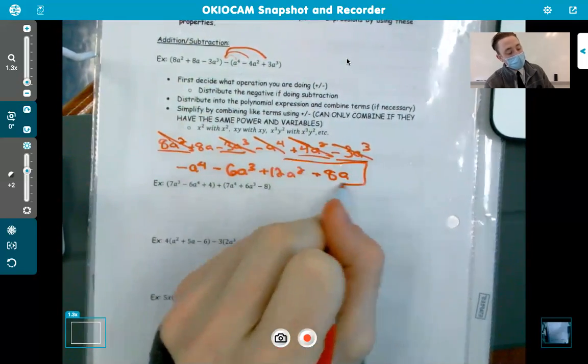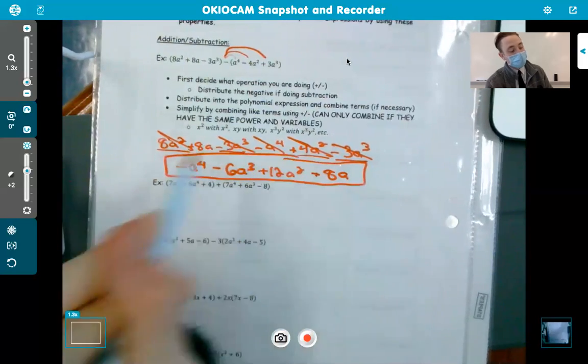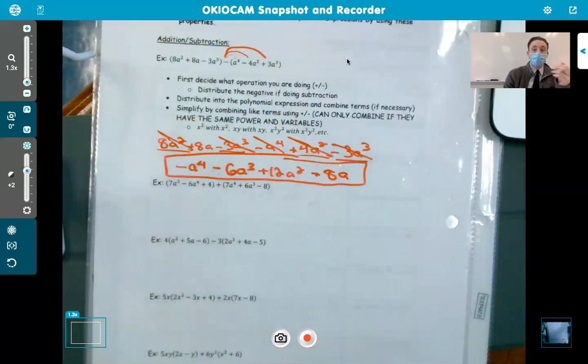Notice that I'm writing my answer in descending order. So I start with the a to the fourth, then I go a cubed, a squared, a. Get in the habit of doing that. So writing your answers from highest exponent to lowest exponent, and kind of just working from there. Does anybody have any questions about that first example?